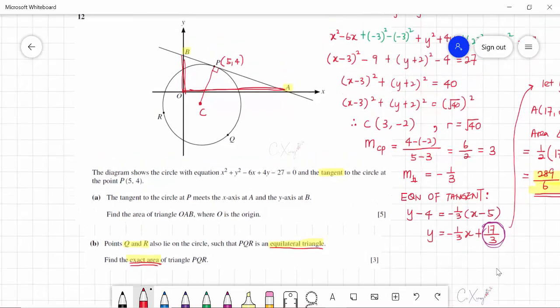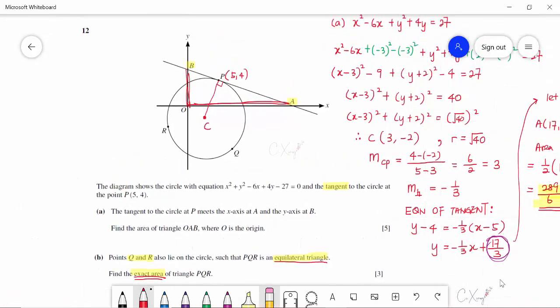If you have a look at the equilateral triangle from the diagram, we join P, Q, R together first. So equilateral triangle means that all three sides are the same. And that means the particular angle here will be 60 degrees, which is pi over 3.